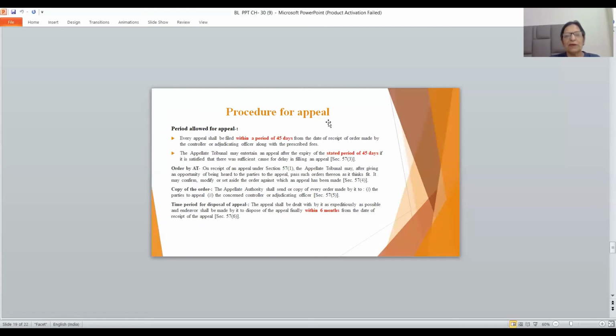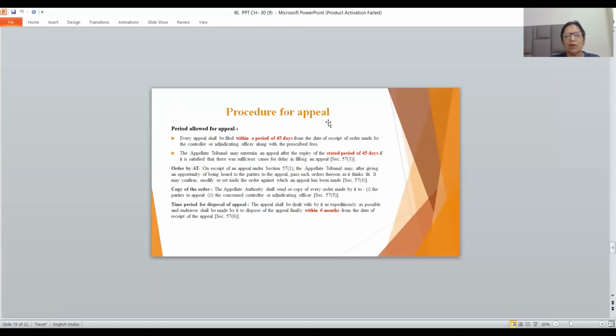On receipt of an appeal under section 57, subsection 1, AT may, after giving an opportunity of being heard to the parties to the appeal, pass an order. But sufficient opportunity should be given to the parties. They should be heard at least. And after hearing only, the AT should pass an order, whatever order the AT thinks better. It may confirm, modify, or set aside the order against which an appeal has been made.